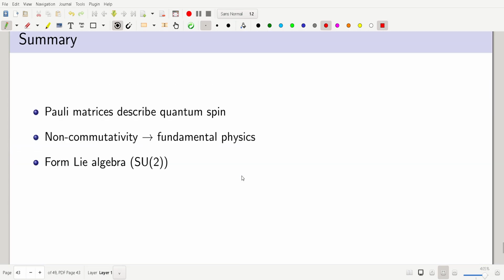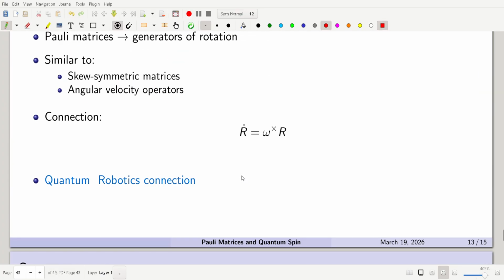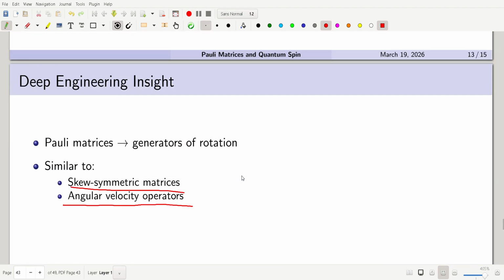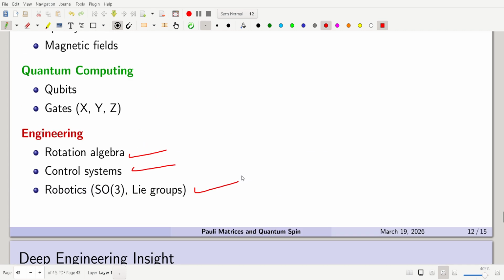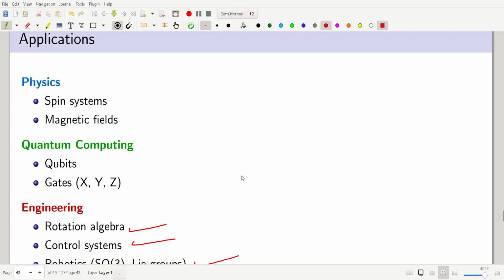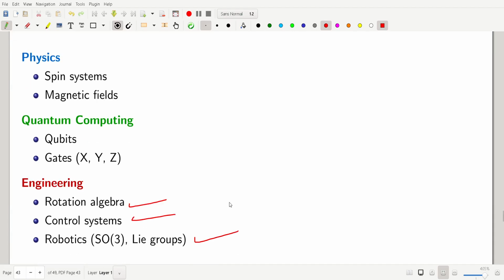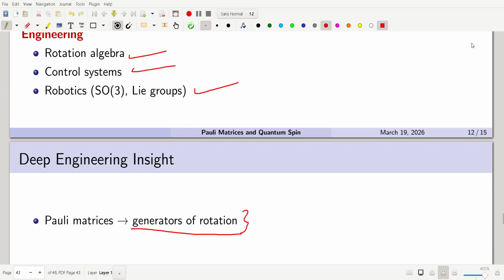So here we just understood the Pauli matrix applications and the basic fundamentals. In the coming lecture we will go deeper so that we get more clarity. For now, let us focus on the application point of view: spin systems and magnetic fields in physics, qubits and gates in quantum computing, and rotation algebra, control systems, and robotics in engineering. That's all for this lecture. We will come up with a new lecture and dive deeper into these concepts.